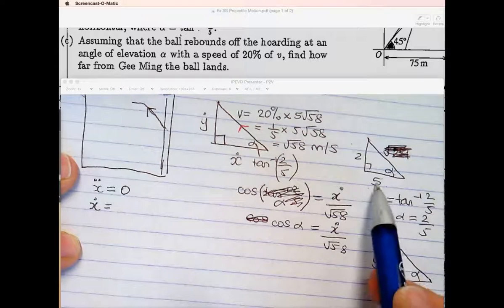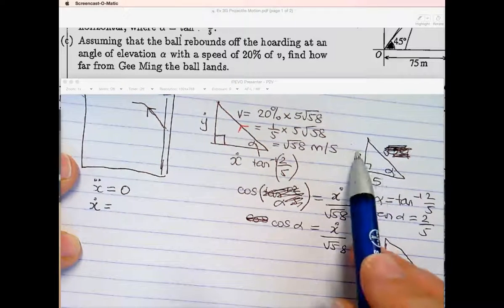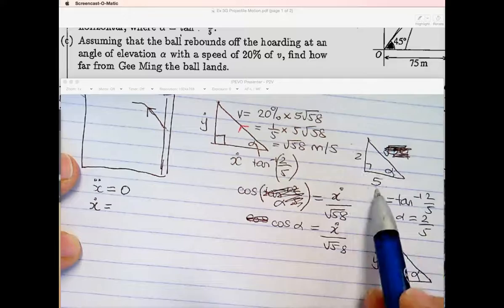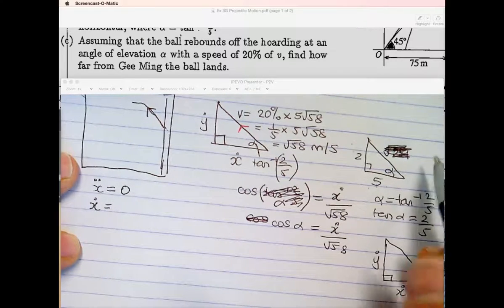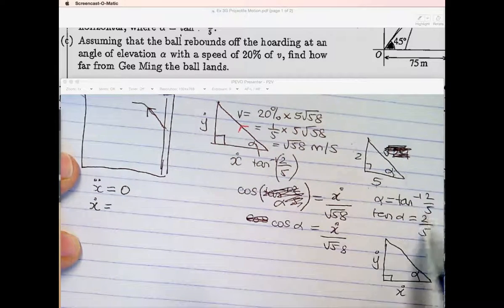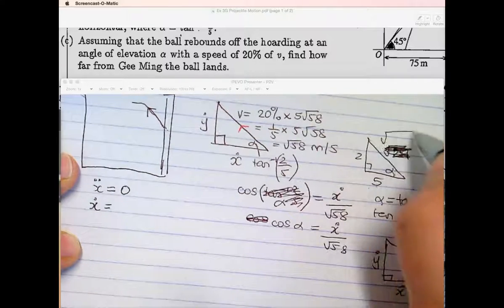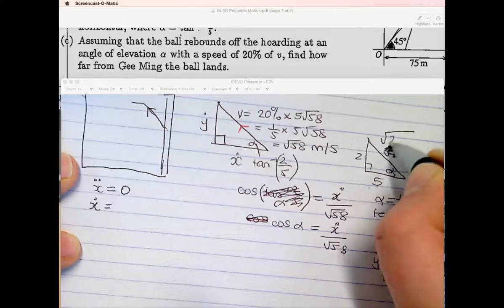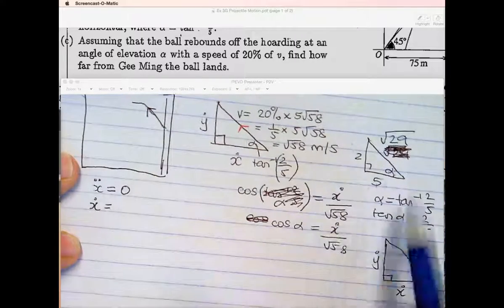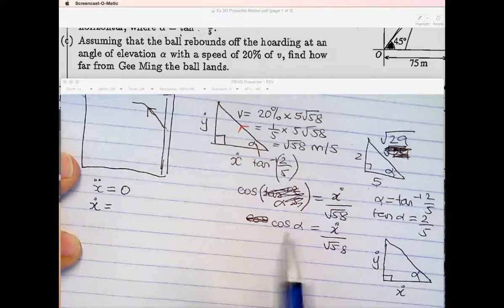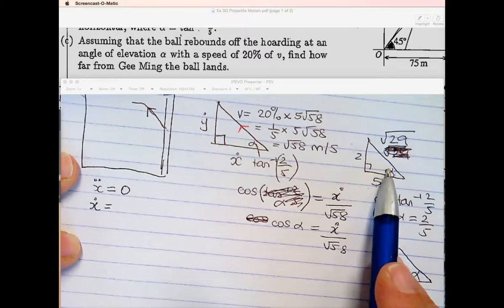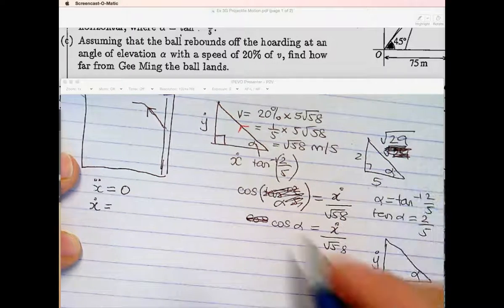Okay, because that is not the horizontal velocity and that's not the vertical. That's just showing me what alpha is. So if tan of alpha is 2/5, I'm just drawing a triangle for my alpha. This is the square root of 2 squared plus 5 squared, which is the square root of 29. So therefore, girls, what's cos of alpha? 5 over root 29.